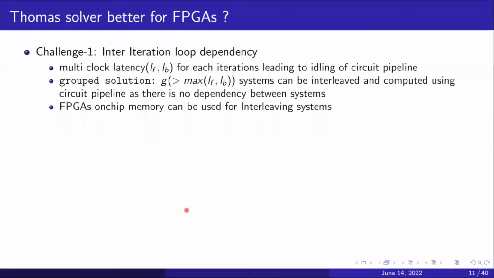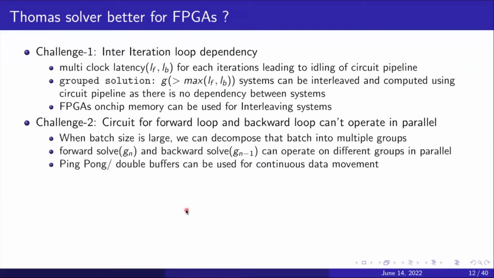Let's look at the challenges posed by the Thomas solver for FPGA implementation. Challenge one is inter-iteration loop dependency. Iteration latency for the forward and backward loops, LF and LB, is in tens of clocks due to floating point arithmetic. Due to iteration dependency, the next iteration can't be executed in the pipeline before completion of the current iteration. Circuits for these loops can be better utilized by solving a group of systems in an interleaved manner. Here, group size G should be higher than the arithmetic pipeline latency. FPGA on-chip memory can be utilized for interleaving systems.